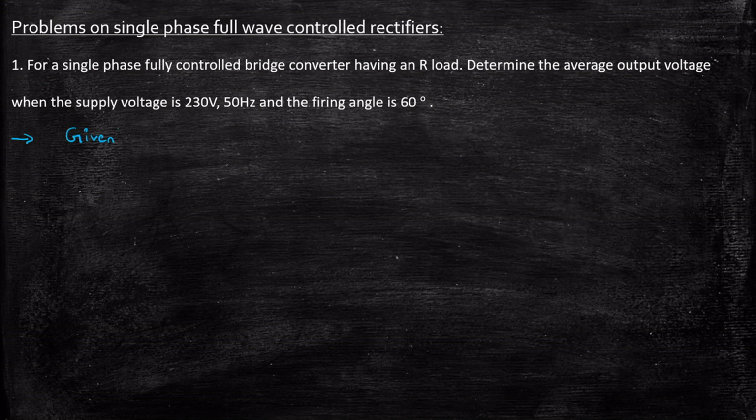So they have mentioned this is a single phase fully controlled rectifier with an R load. So the first important observation is it is with an R load. And they've given the supply voltage, that is supply voltage is equal to 230 volt and the frequency is 50 Hertz. And they've also given the firing angle alpha to be equal to 60 degrees. Now what are they asking us to find? They're asking us to find the average value of output voltage.